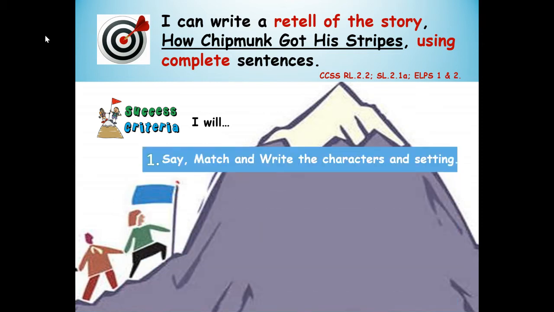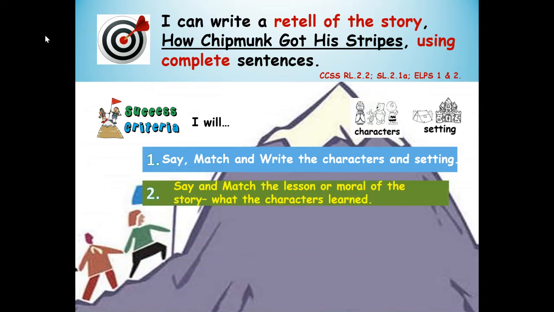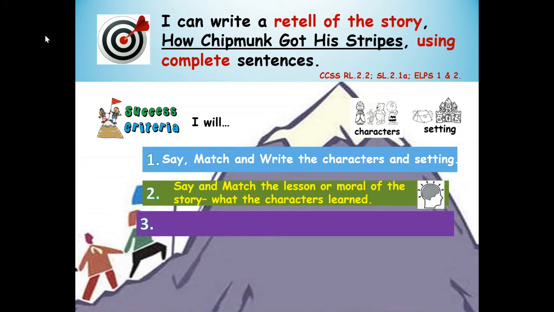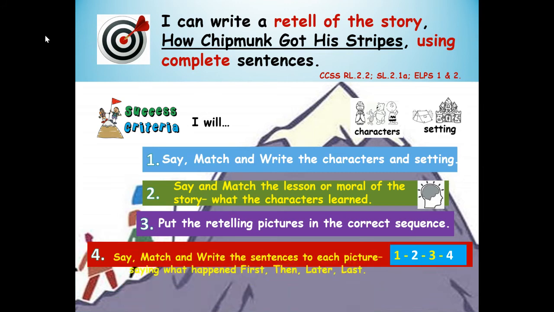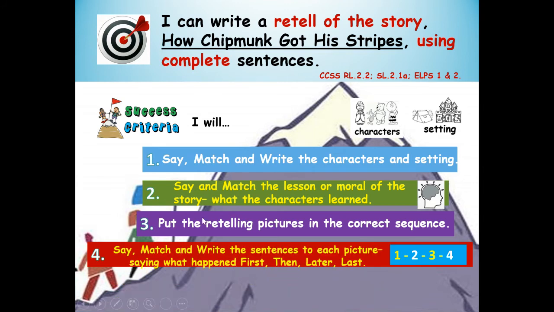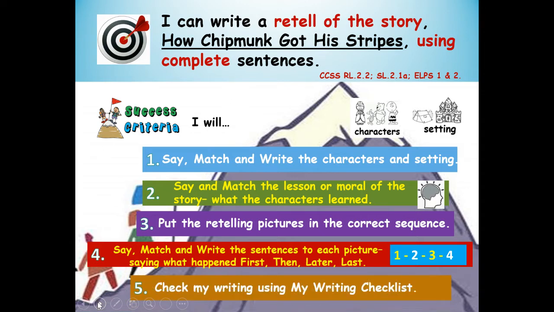Number 1, I will say, match, and write the characters and settings. Then number 2, we're going to say and match the lesson or moral of the story, what the characters learned. Number 3, we're going to put the retelling pictures in the correct sequence or order. 4, we're going to say, match, and then write the sentences for each picture, saying what happened first, then, later, and last. And then finally, we're going to check your writing using my writing checklist.